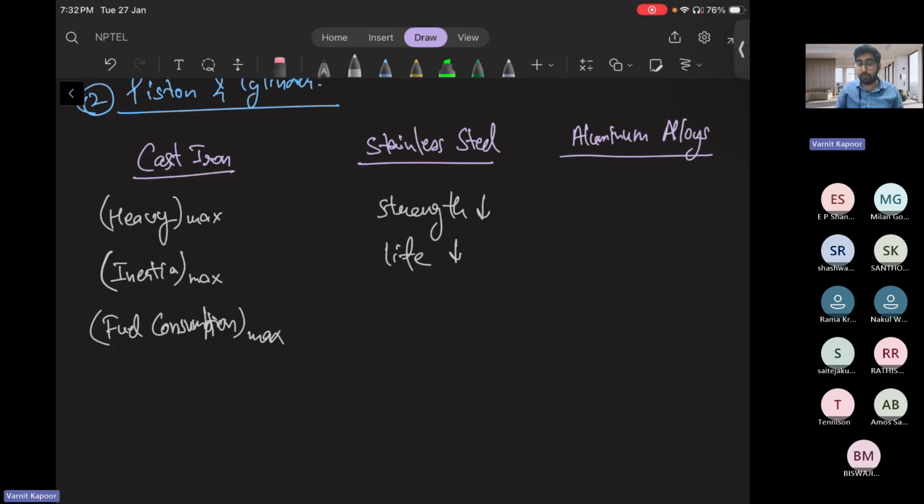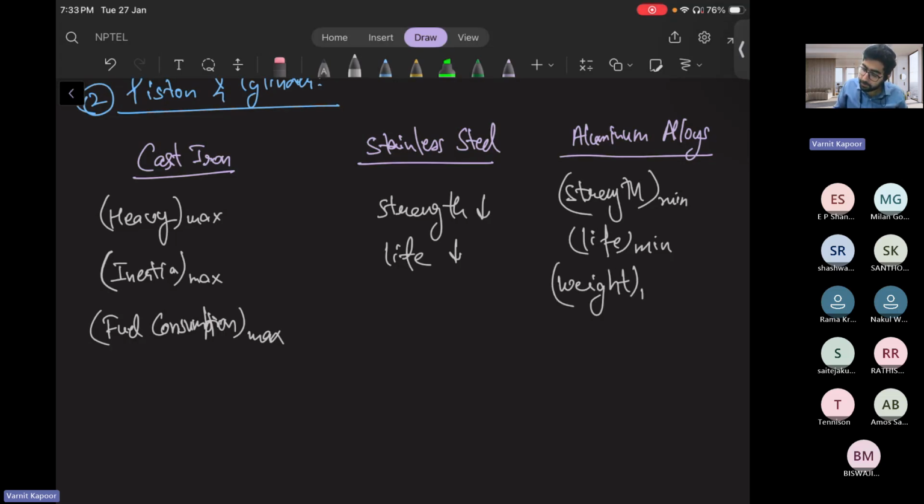They have minimum strength. So if a car gets crashed, the whole engine is totally destroyed, because that's an aluminum alloy piston cylinder. But since it's an aluminum alloy, the cylinder is very lightweight. Fuel consumption will be less, but its drawback is that its strength and life will be very low. So I can write that strength is minimum, life is minimum of all, but weight is also minimum, and fuel consumption is also minimum.